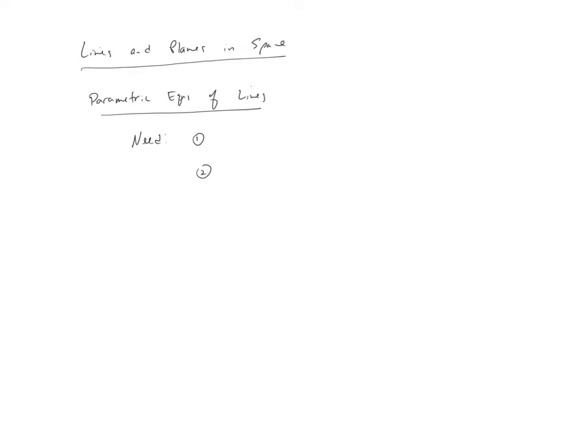So in this video, we're going to talk about lines and planes in space. We'll start a discussion here with parametric equations of lines. And in algebra, you've probably been told many times that for an equation of a line, you need two things. You need a point and you need a slope.